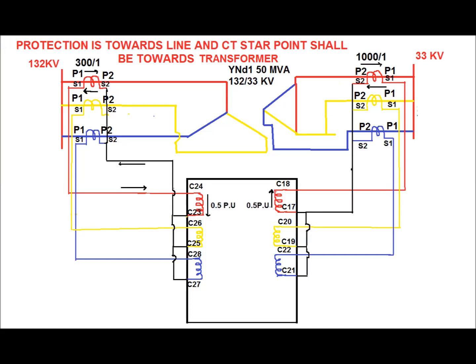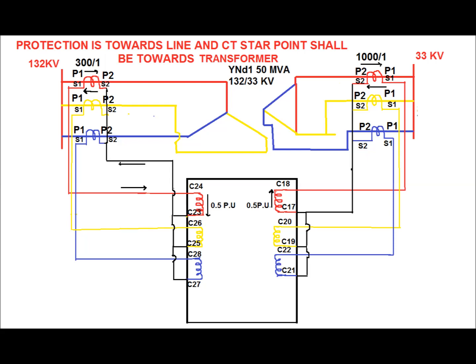During normal operation of the transformer, current flows from the 132 kV bus towards the transformer, that is on the primary side current flows from P1 to P2, and on the secondary side current will flow from S2 to S1 due to transformer action. Therefore, current will flow from C24 to C23 and back to the S2 terminal as shown in this diagram.